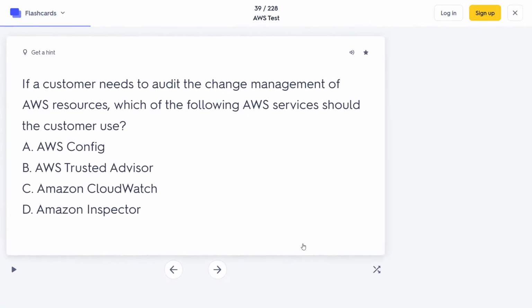Anyways, if a customer needs to audit the change management of AWS resources, which of the following services should they use? CloudWatch, Config. They need to audit it. They don't need to view it. Audit means change. If you need to track change, we have to use AWS Config. Why am I dumb? That's a nice question.